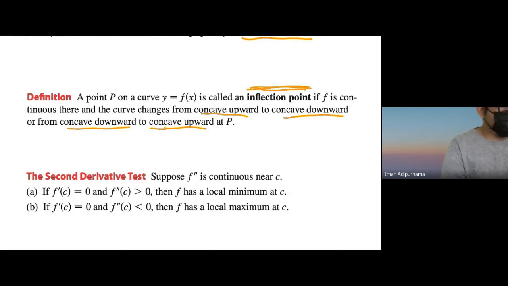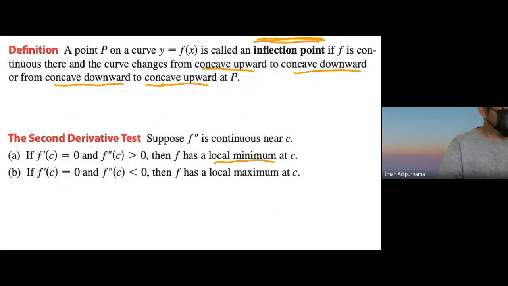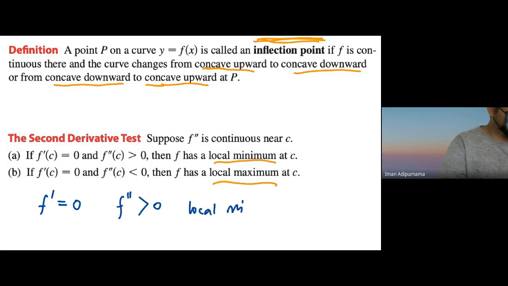And suppose f double prime is continuous, you can also use the second derivative to get the local minimum or local maximum. So if you have f prime equal to 0, and you want to know directly which is maximum or minimum, you can check the f double prime. If it is positive, then it's a local minimum. If it is negative, then it will be a local max. You can also use this way.